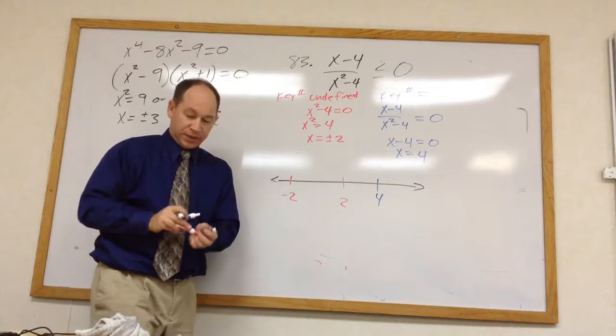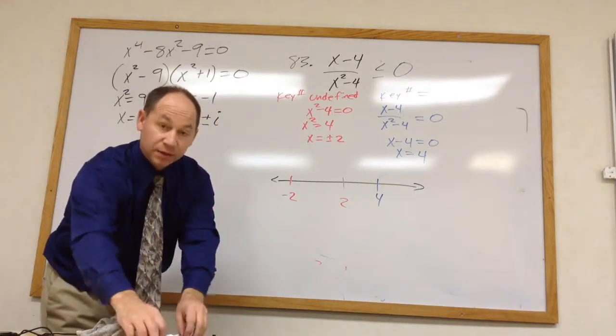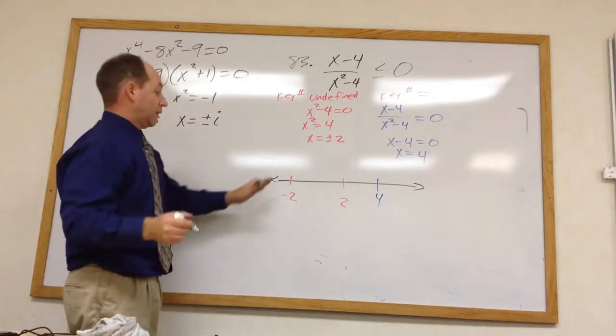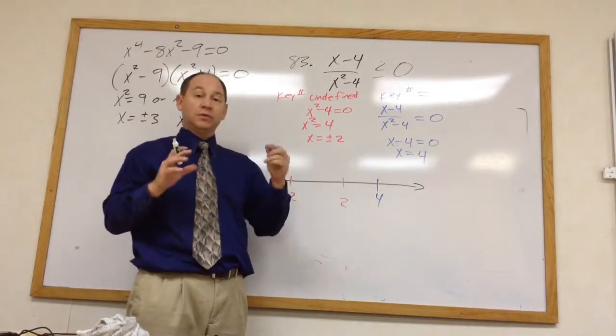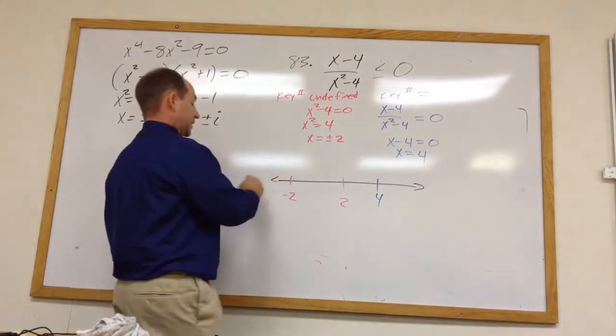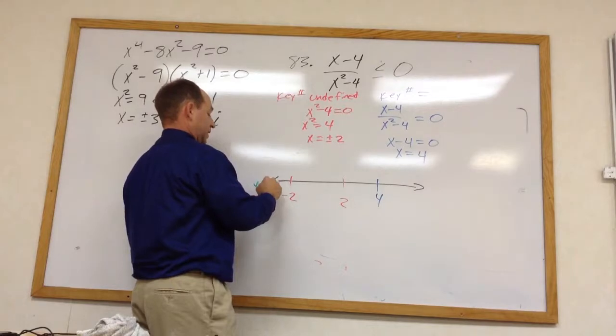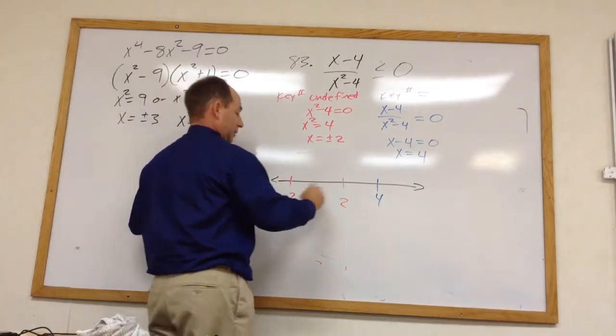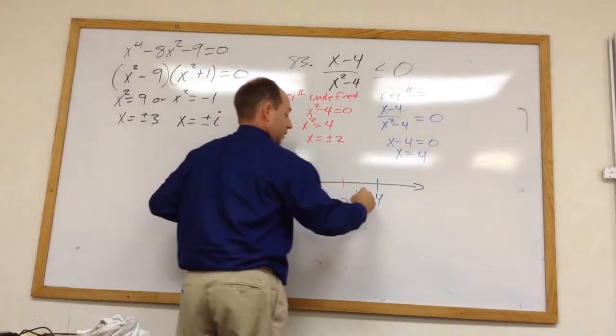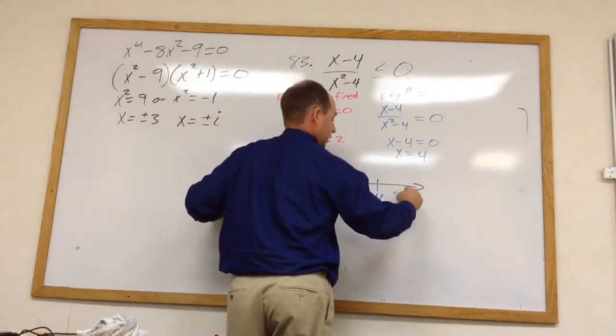So we need to introduce another color. Because it's an inequality problem, now I need to check the regions. These key numbers have split it into 4 regions. I need to check something less than negative 2, so I'm going to check negative 3. I'm going to check something here. 0 is good. Better check positive 3, and we'll check 5.